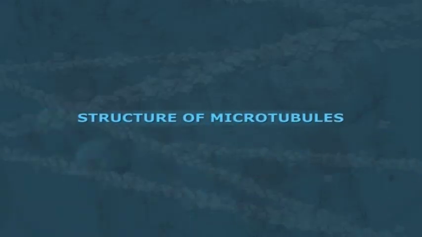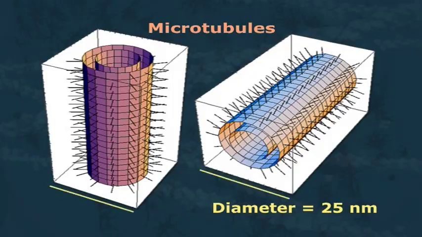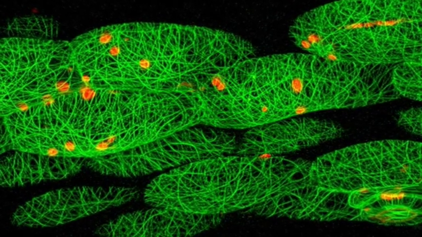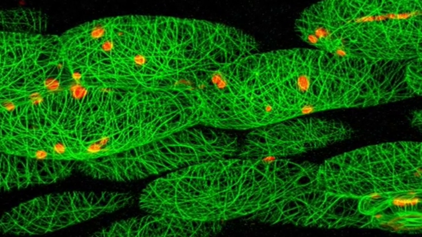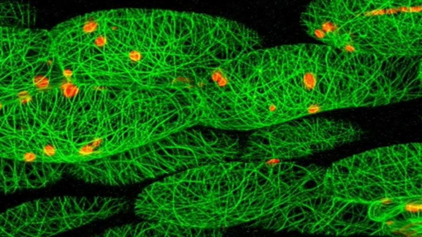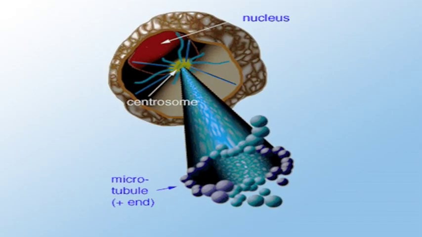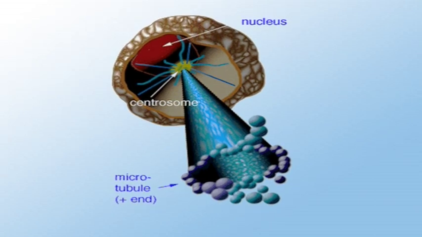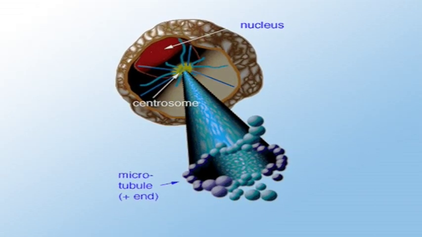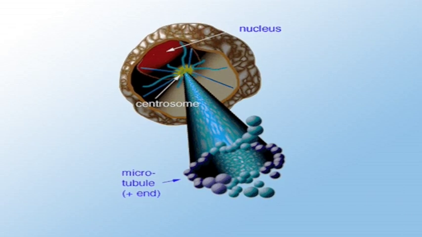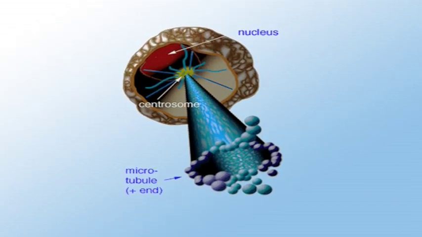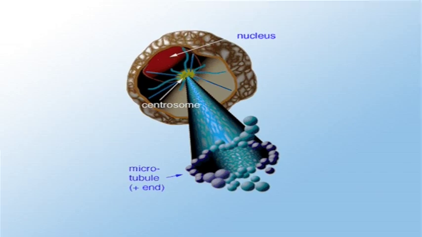Structure of microtubules. As we have studied previously in the overview of cytoskeleton, microtubules are the largest cytoskeletal components in cells with a diameter of 25 nanometers. Like microfilaments and intermediate filaments, microtubules are not randomly distributed in cells. Rather, microtubules radiate from the centrosome, which is the primary microtubule organizing center referred to as MTOC in animal cells.